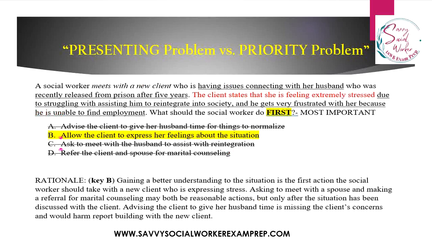So gaining a better understanding of the situation is the first action the social worker should take with a new client who is expressing stress. Asking to meet with a spouse and making a referral for marital counseling may both be reasonable actions, but only after the situation has been discussed with the client. Advising the client to give her husband time is missing the client's concerns and could possibly harm the rapport building with the new client because we are in the engagement phase.